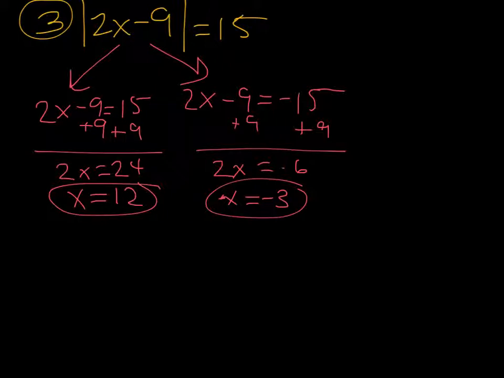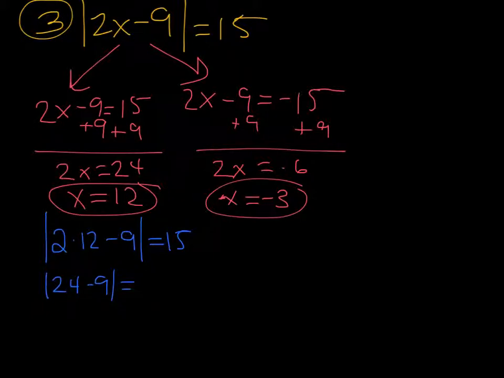So then it's really important that you check when we get to the more complicated ones. So take your original equation and substitute in each of these. So my original equation, I'm going to substitute in x equals 12. I get the absolute value of 2 times 12 minus 9 equals 15. That gives me 24 minus 9, and we know that 24 minus 9 is 15. We know that the absolute value of 15 is 15, so that one works.